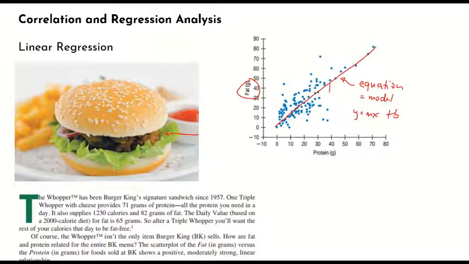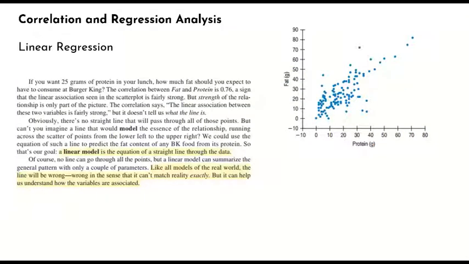Therefore, manakuha natin ang kanyang slope. Okay? Which is m. Therefore, kapag alam natin ang formula, makukuha din natin ang values ng x and y. Alright? So, again, it's a model of the essence of the relationship, and the linear model is the equation of a straight line through data. And that is y equals mx plus b. So, like all models of the real world, the line will be wrong in the sense that it can't match reality exactly. Kasi nga, we're only predicting. So, hindi tayo makakuha ng exact value.